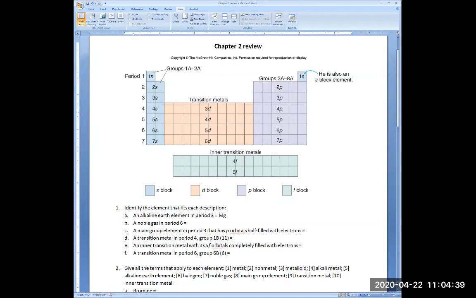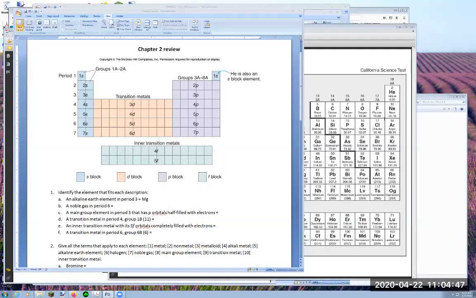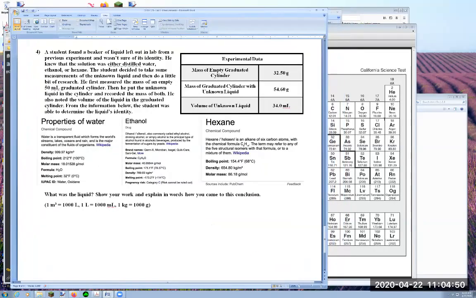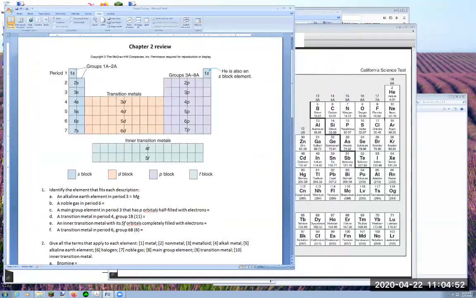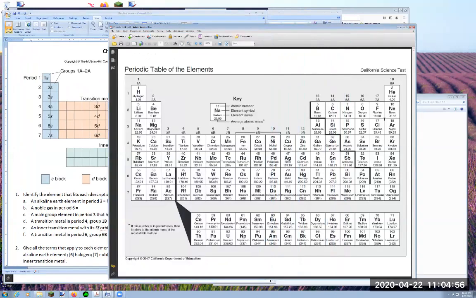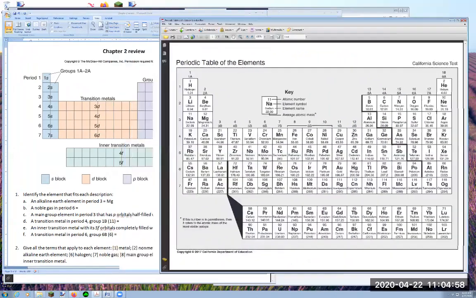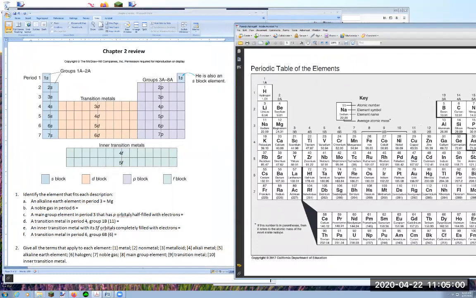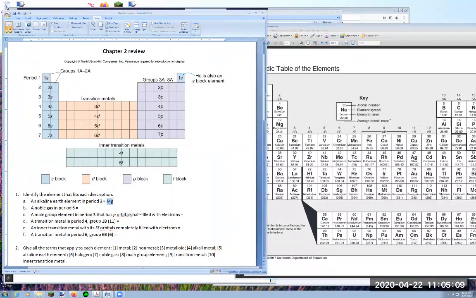element. You know what, I will need to share my screen so that we see both the periodic table and the document. So magnesium is in period 3 and is an alkaline earth metal. Okay, so that was magnesium.